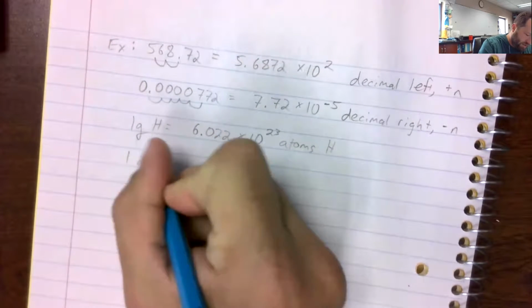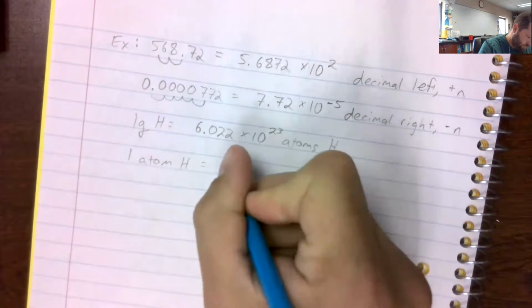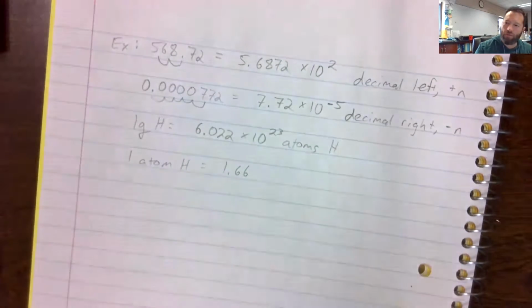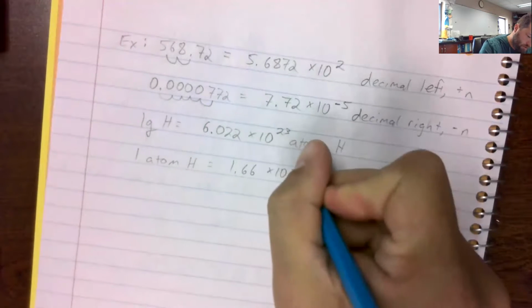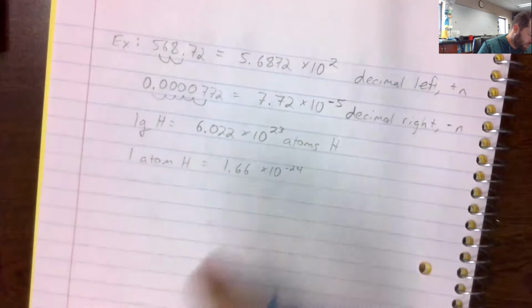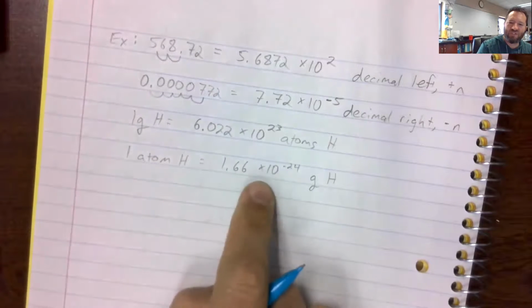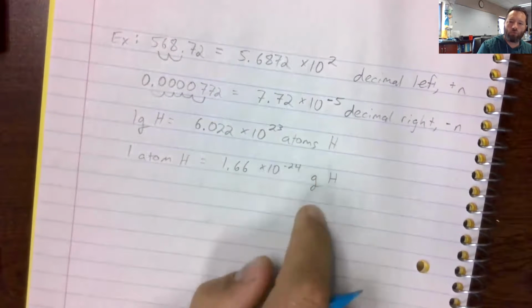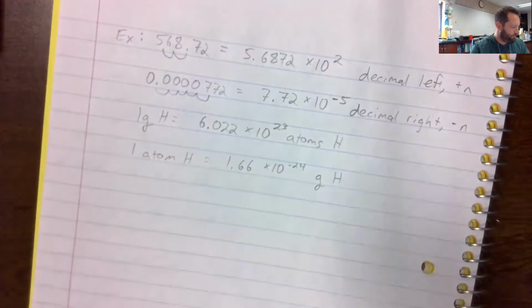Similarly, we also looked at the mass of one atom of hydrogen. And again, rather than write all of those zeros, it's a lot easier just to write scientific notation. 1.66 times 10 to the negative 24th grams of hydrogen in one atom of hydrogen.